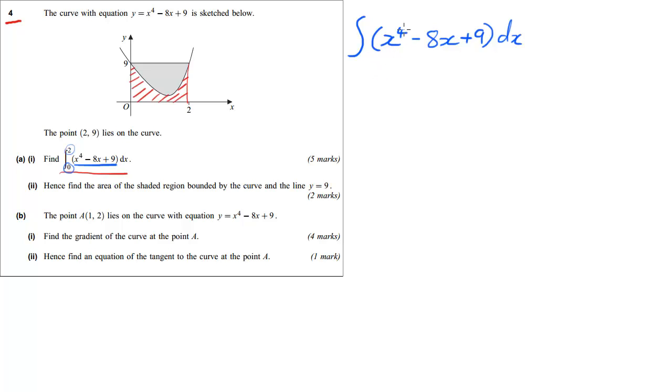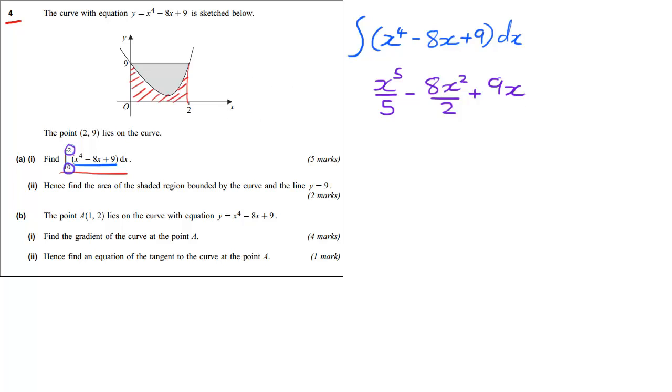So let's increase the power there. So x to the 5 divided by that new power, and then minus 8x squared over the new power 2, and plus 9x, and you can put over 1 if you want to. I mean, we don't have to put that there, it's over 1. So that is what we have. That's our integrated form. So let's bring back the 2 and the 0 and let's make some sense of that.